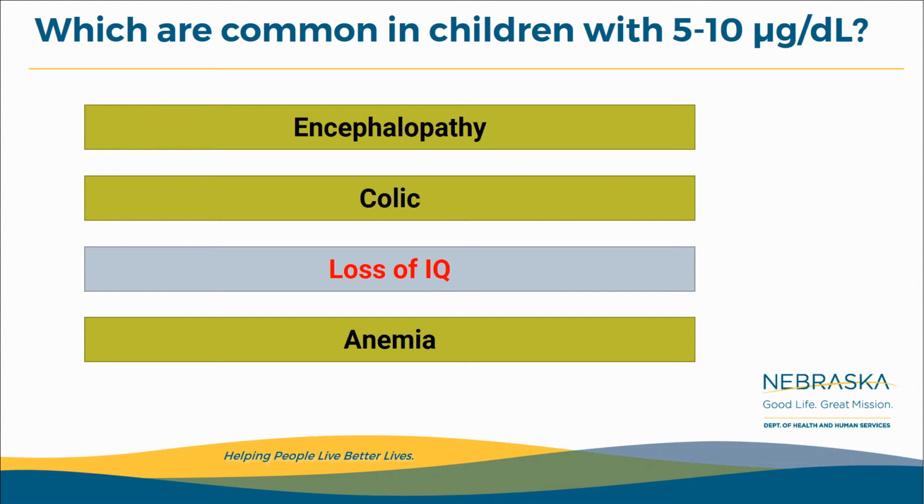Encephalopathy usually is seen in very high EBLLs, especially those over 90 micrograms per deciliter. Colic is more common in the over 50 micrograms per deciliter range, and anemia, or changes in hemoglobin production, more typically occur in the 20 to 45 micrograms per deciliter range. But it is important to remember that these levels are not absolute. On occasion, children with very high blood lead levels may also be asymptomatic.